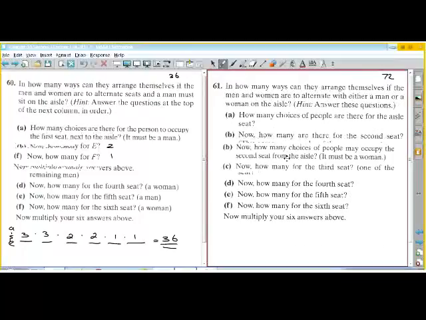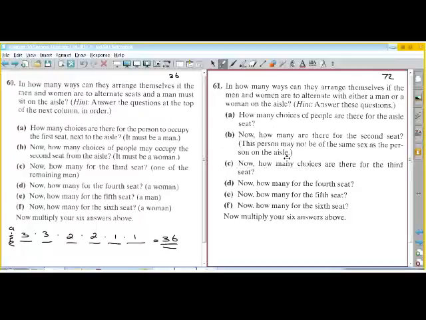Okay, so I gave you the homework. Oh, there's one more here. How many ways can they arrange themselves with the men and women to alternate with either a man or a woman on the aisle? Okay, so let's draw our picture again. Here's the 6 seats. So the first choice can be either a man or woman. So instead of only having 3 people to choose from, just the men, we have 6 people to choose from.